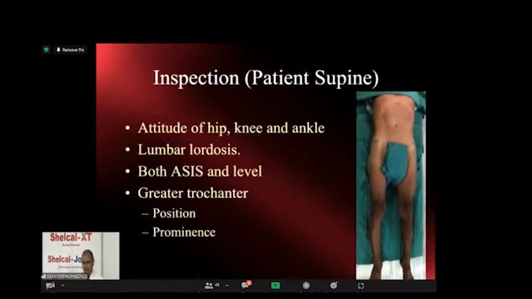Next, in the supine position, you see the attitude of the hip, knee and ankle. Is there increased lumbar lordosis? Are both anterosuperior iliac spines at the same level or not? And the position of the greater trochanter. If it is a thin patient, you will appreciate it, but if it is a little obese patient, then you may not be able to appreciate the position of the greater trochanter or any prominence.